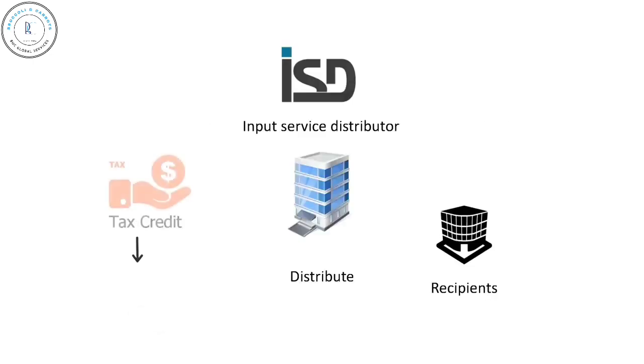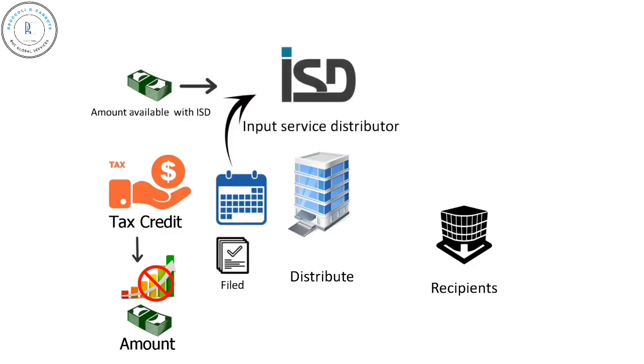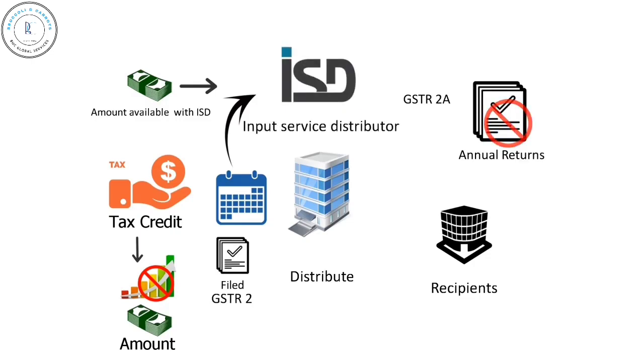Returns: The amount of tax credit distributed should not exceed the amount of tax credit available with the ISD at the end of the relevant month, to be filed in GSTR-6 by the 13th of the succeeding month by the ISD. The recipient of the tax credit can view the tax credit so distributed by the ISD in GSTR-2A that is auto-populated and, in turn, can claim the same by filing GSTR-2. ISD need not file annual returns.